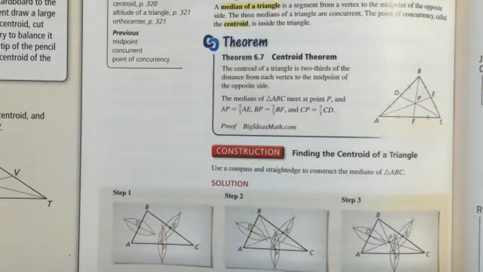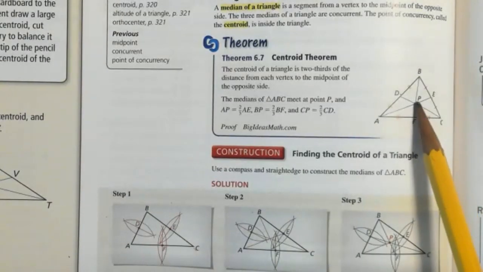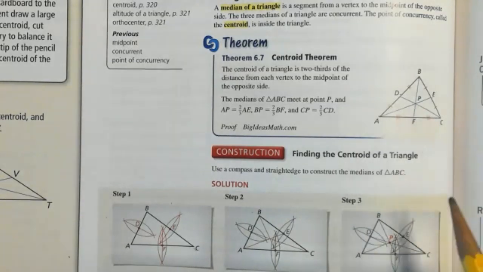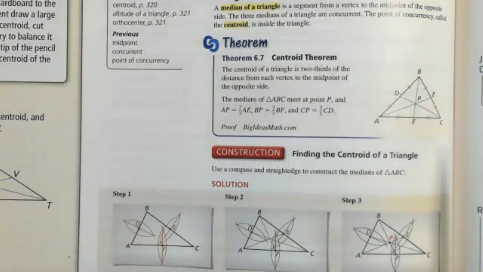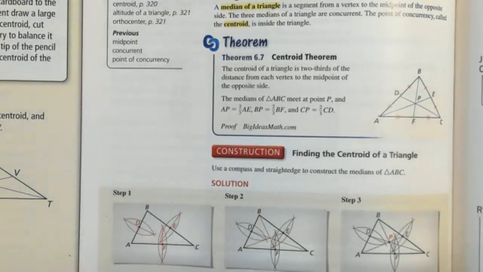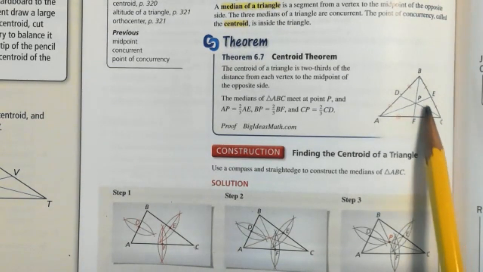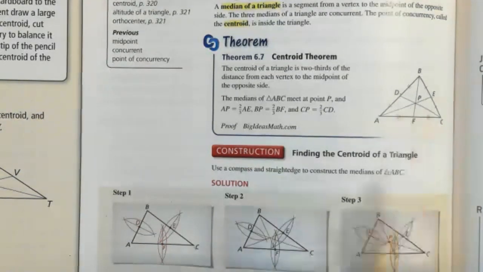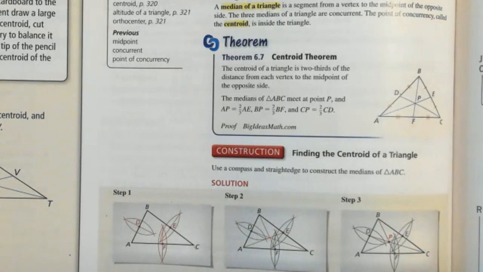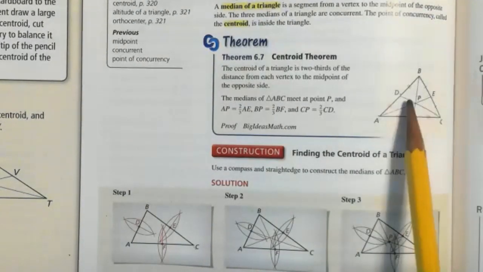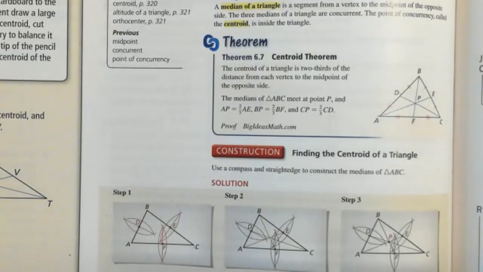The second thing you've done is create the centroid. So that's where they all intersect right in the middle. That's at point P. And if you look at the centroid, the thing that makes this unique is that one side is going to be 2/3 in length and one side is going to be 1/3 in length. So we have 2/3 and we have 1/3 of our total length.